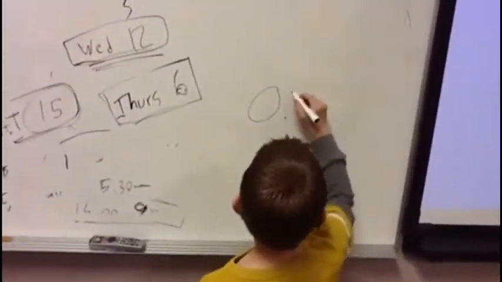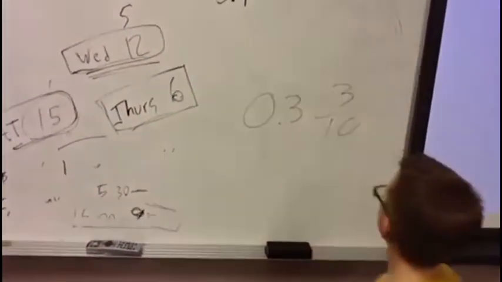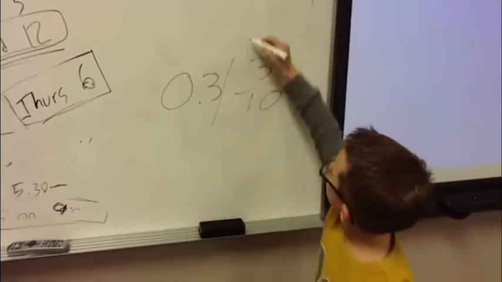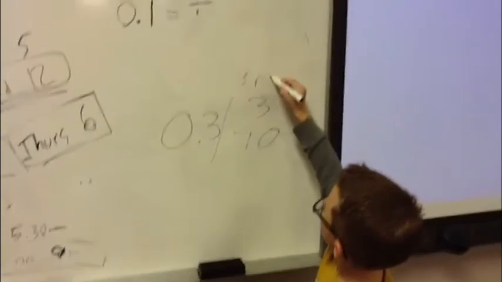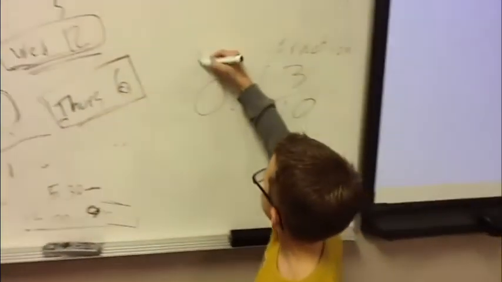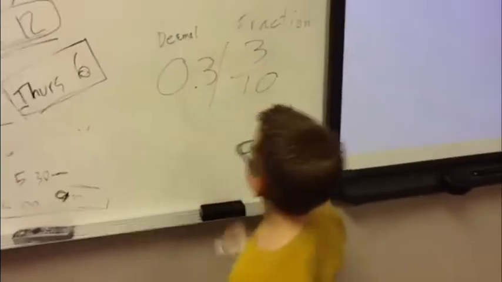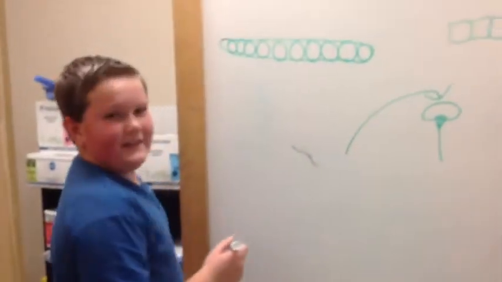Then it landed on his feet. So that's 3 out of 10. So now we're going to show this up on the board. So this is the fraction. And this is the decimal. I took 10 shots.